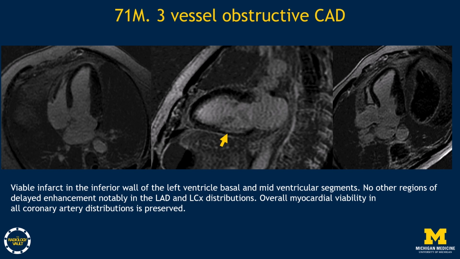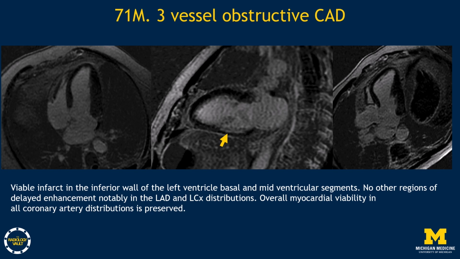Viable myocardium in the RCA distribution, 3-vessel obstructive coronary artery disease. Overall myocardial viability in all the coronary artery distributions is preserved. No enhancement in the LAD or circumflex coronary distribution. The only scarring that's present is in the inferior wall of the left ventricle in the RCA distribution, and it's less than 50% transmural thickness, hence it is viable.